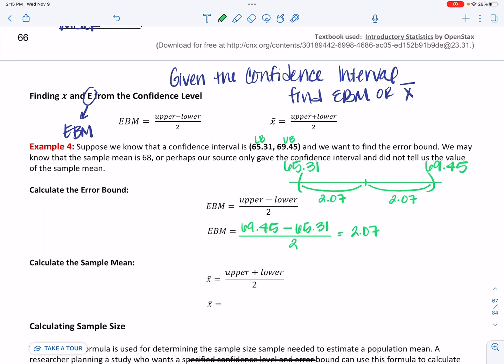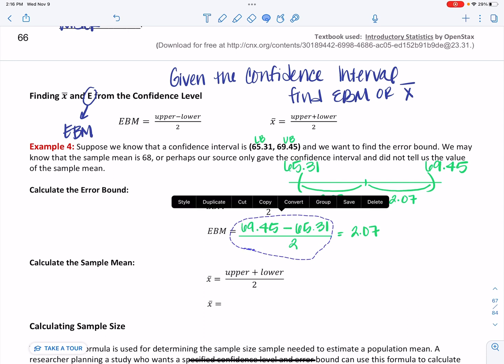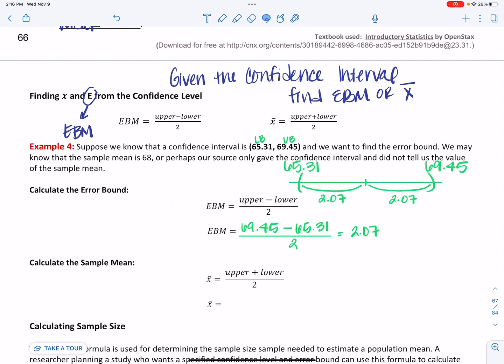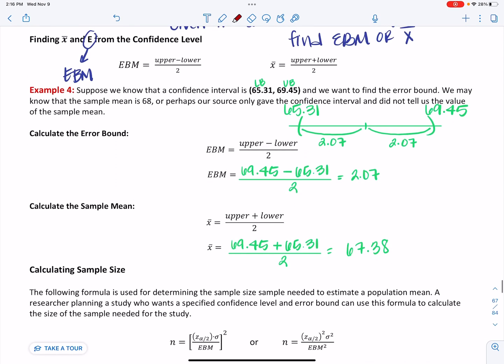Now we're going to calculate the sample mean. This time we're going to add them together and then divide by 2. So we'll add them and divide by 2, and we get 67.38. Now, could I have gone up here and taken 65.31 and added 2.07? Absolutely. Would it have worked? Absolutely. So that's another way you could do it. But what you just did was find the mean and its cushion on either side.